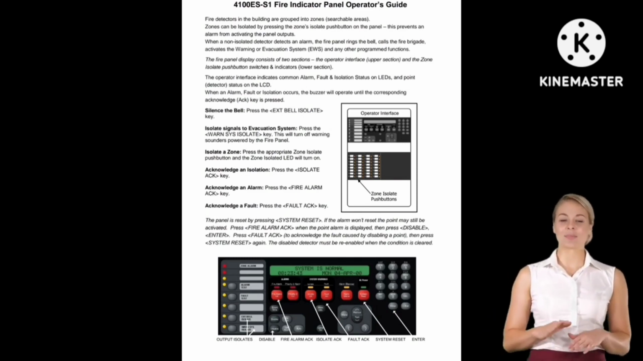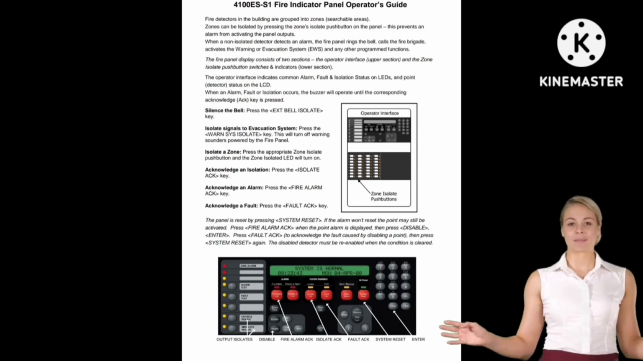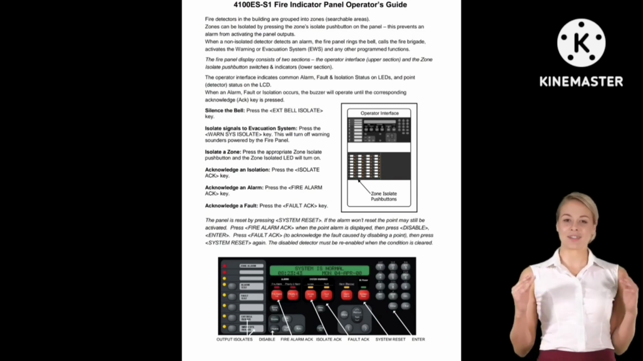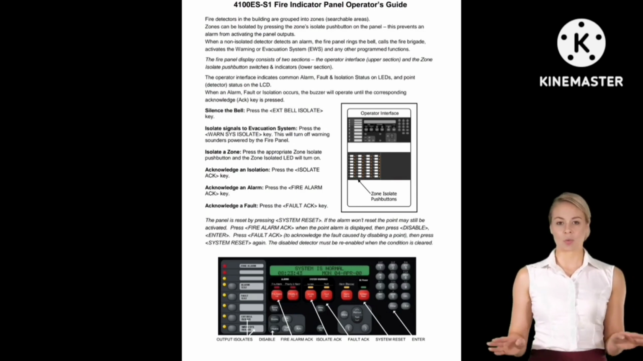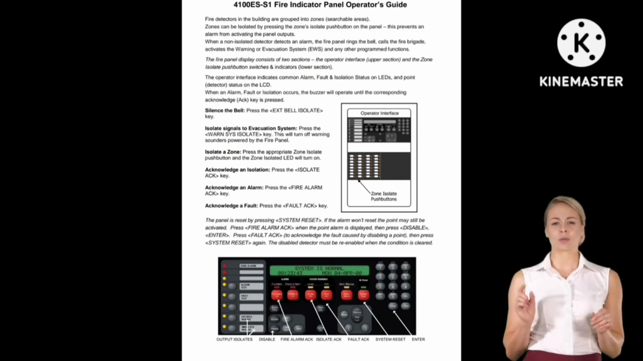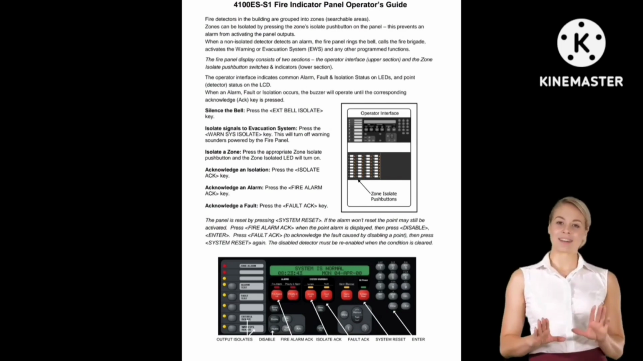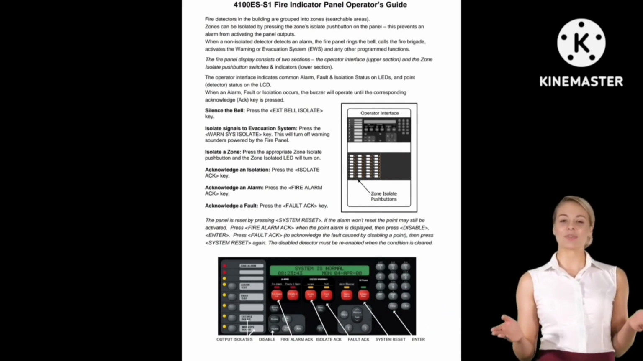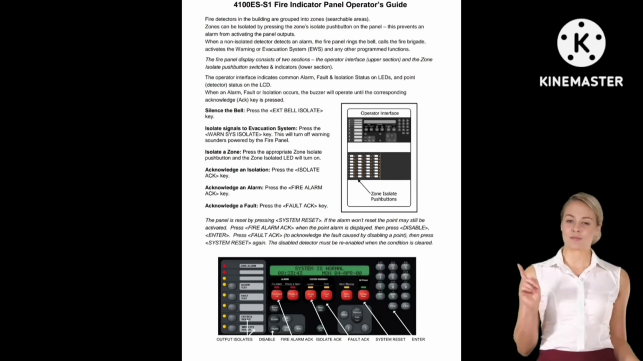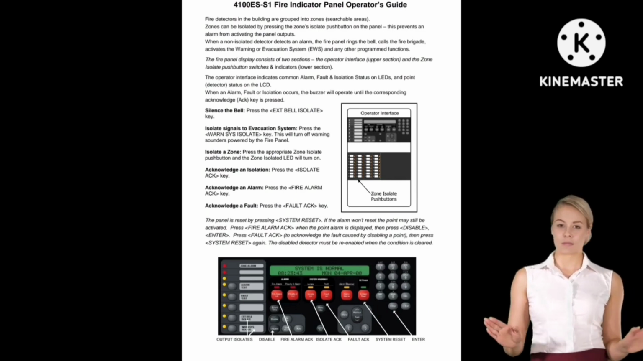To silence the bell, press the bell isolate key. To isolate signals to the evacuation system, press the warn SYS isolate key. This will turn off warning sounders powered by the fire panel. To isolate a zone, press the appropriate zone isolate push button and the zone isolated LED will turn on. To acknowledge an isolation, press the isolate ACK key.